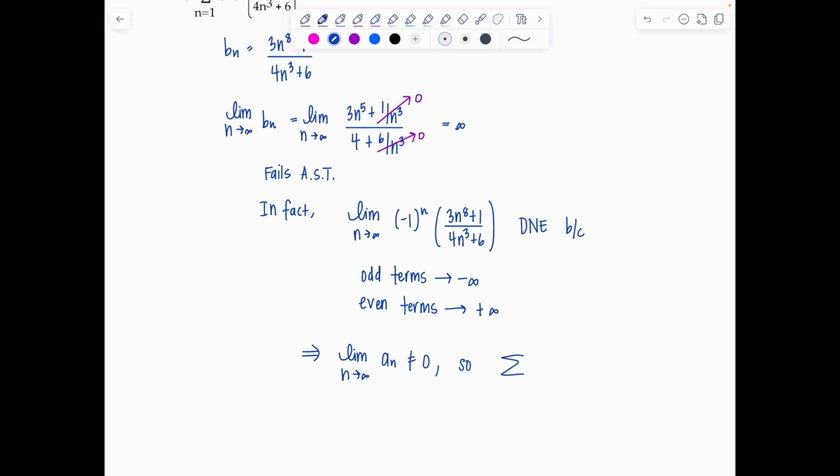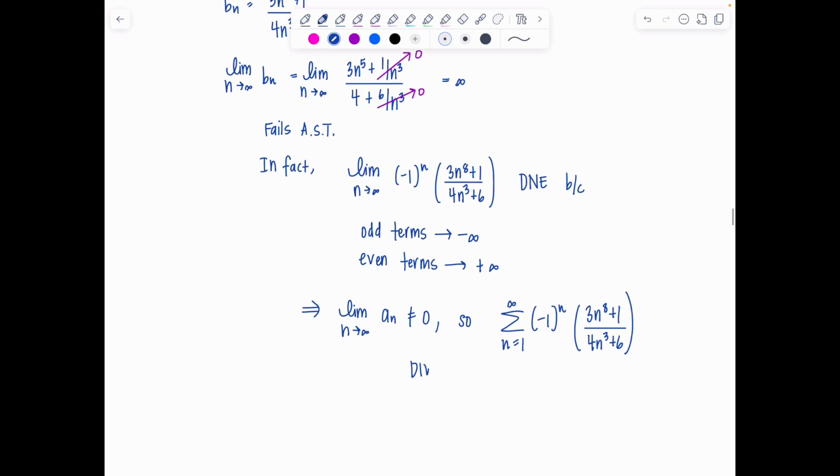So the sum, n equals 1 to infinity, -1 to the n, times 3n to the 8th plus 1 over 4n cubed plus 6, diverges by the test for divergence. That's it. That is it.